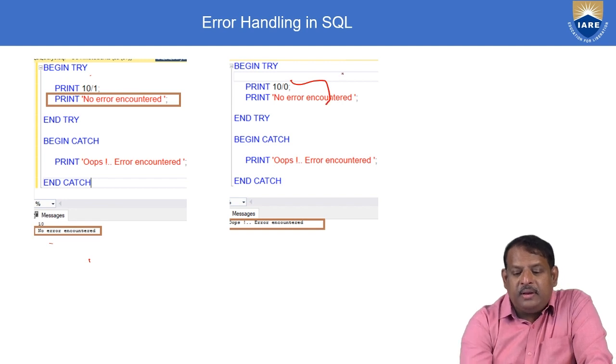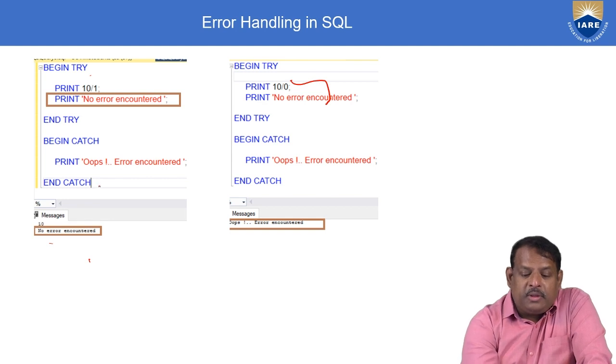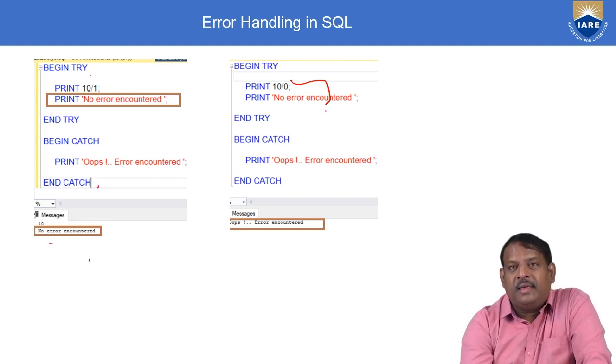So I should get here the value of 10 divided by 0, and print no error encountered. If there is no error, it will not go to the catch block. Now in this case, there is an error. It comes to the begin catch. Here you are saying print oops error encountered in the catch.